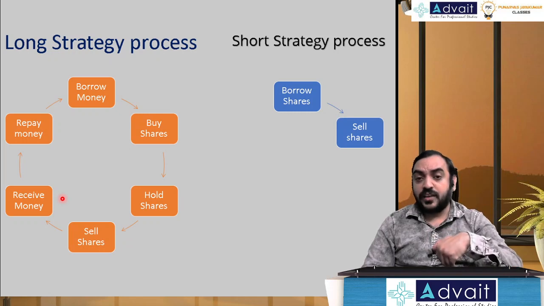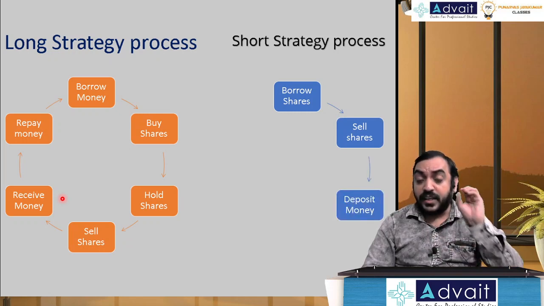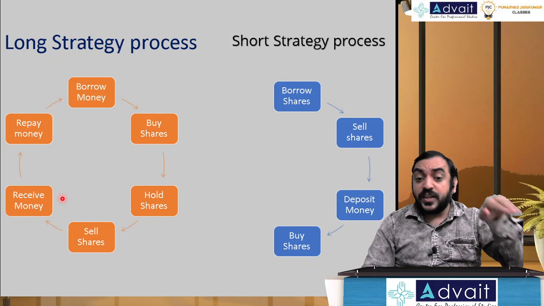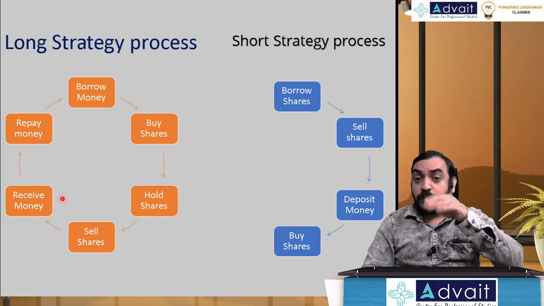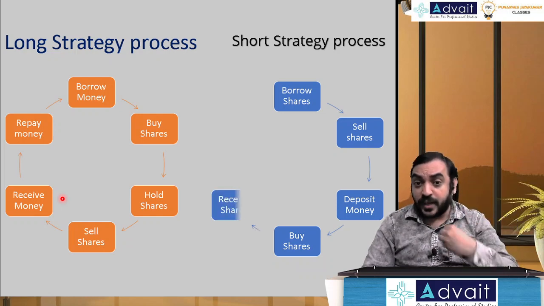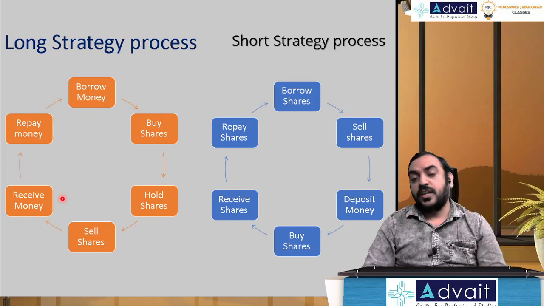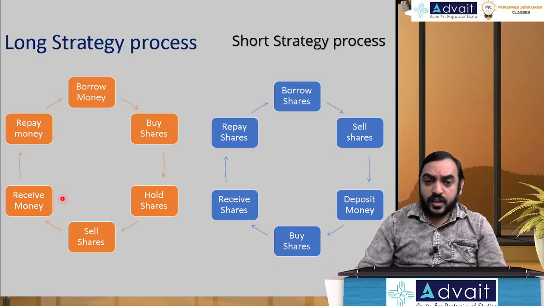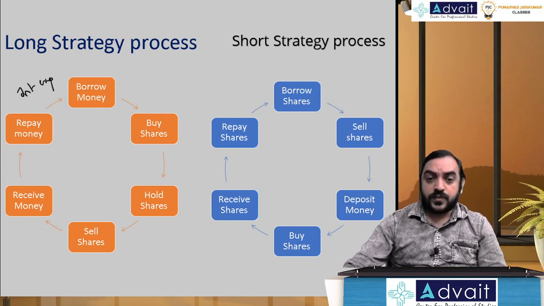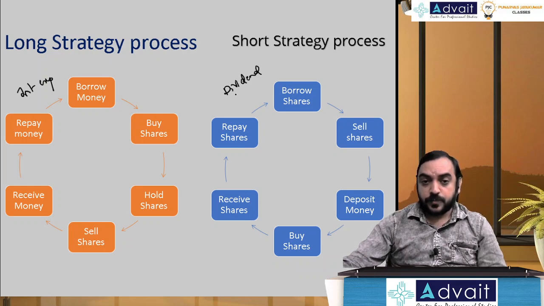In the short strategy process, we borrow shares. Then we sell the shares. We get money. We deposit money. The deposit will get matured. Using that money, we buy the shares. That is going to be used for repayment of shares. So when you repay money, you are going to have interest expense. When you repay shares, you're going to have a dividend payment.